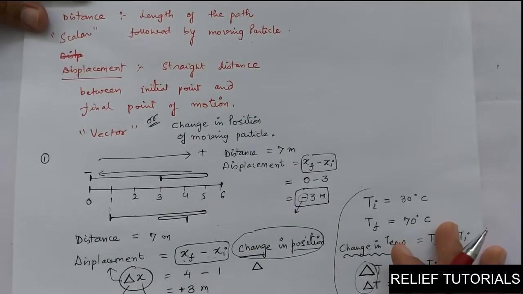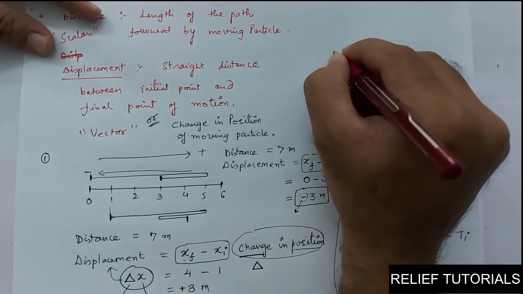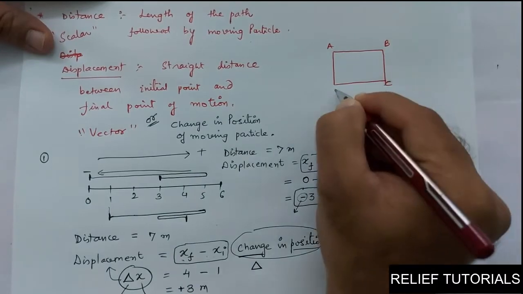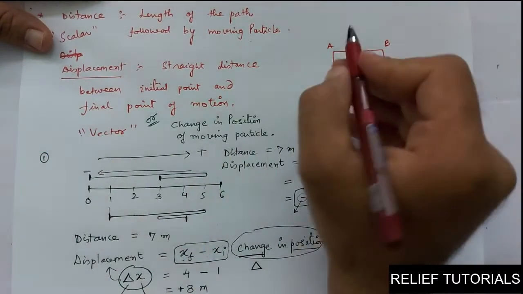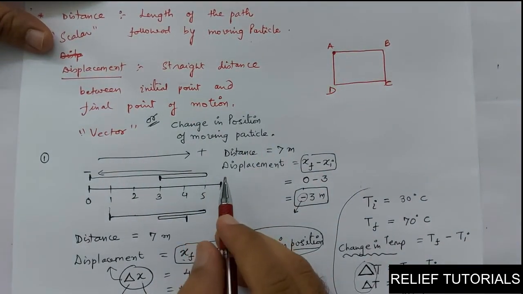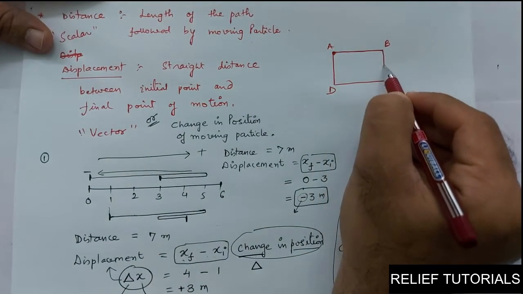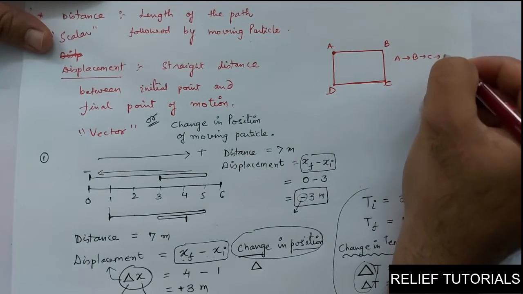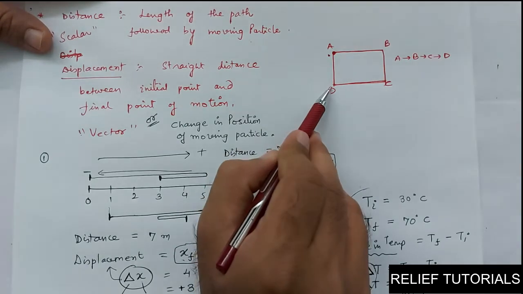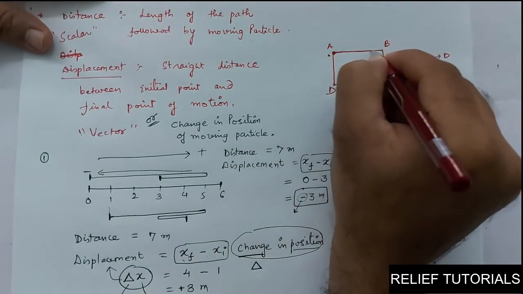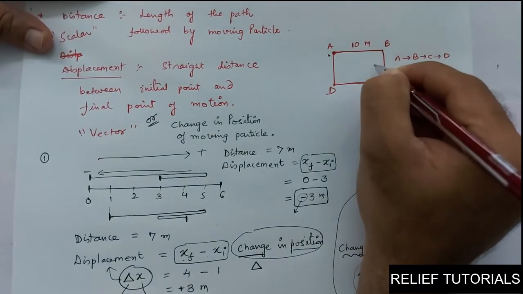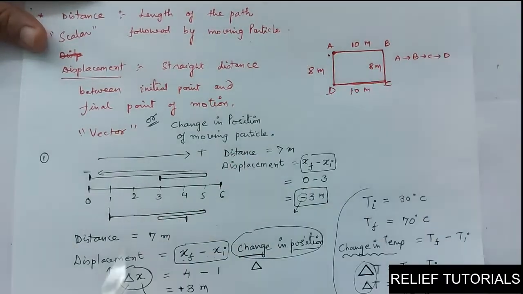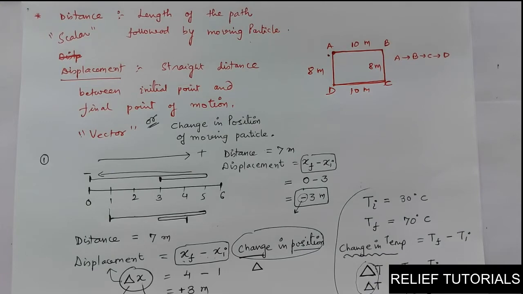One more example to find distance and displacement. Let us consider this is a rectangular field, A, B, C, D. One person starts walking from point A, goes to B, to C, to D. So the journey is from A to B to C to D. The initial point of the journey is A and the final point is D. The length of side AB is 10 meters and the length of side BC is 8 meters. So obviously CD will also be 10 meters and AD is also 8 meters. We have all the measurements of the field. Now find the distance covered by the particle and also the displacement.